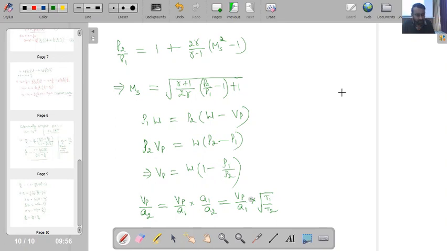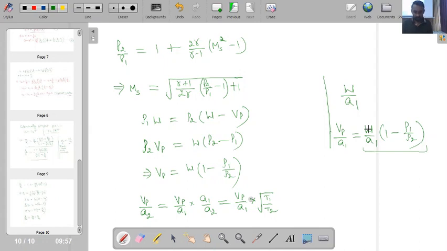Shock Mach number Ms is nothing but W by A1. And I know that Vp by A1, if I have to calculate, I can write Vp by A1 equal to Vp, just now I have calculated W into 1 minus rho 1 by rho 2. So I can write W by A1 into 1 minus rho 1 by rho 2. Now this first term Vp by A1 I will replace with this quantity.